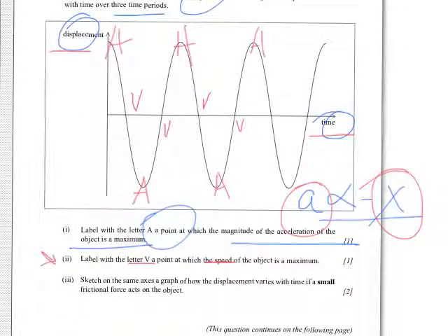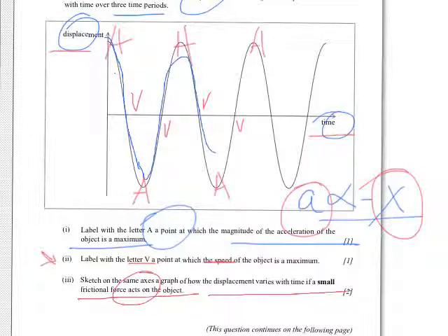And then part 3 is sketch on the same axes how the displacement varies with time if a small frictional force acts on the object. Well, the frictional force will affect the amplitude. So we will begin in the same place, but our wavelength will be completely unaffected. So you must make sure that you respect the period. So this goes down, but then slowly starts to reduce its amplitude. Now it's a small force, so it doesn't go down to 0, and that will do.